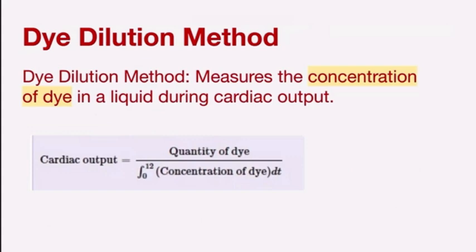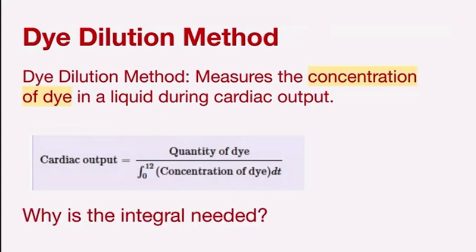So the formula to represent this method is cardiac output equals the quantity of dye over the integral of the concentration of dye. Now, why is the integral needed for the dye dilution method? So as you can see here at the bottom of this function, it is the concentration of dye. So finding the antiderivative of this and finding it within this interval will give us a function in terms of milligrams times seconds over liters, which is basically concentration per unit of time.